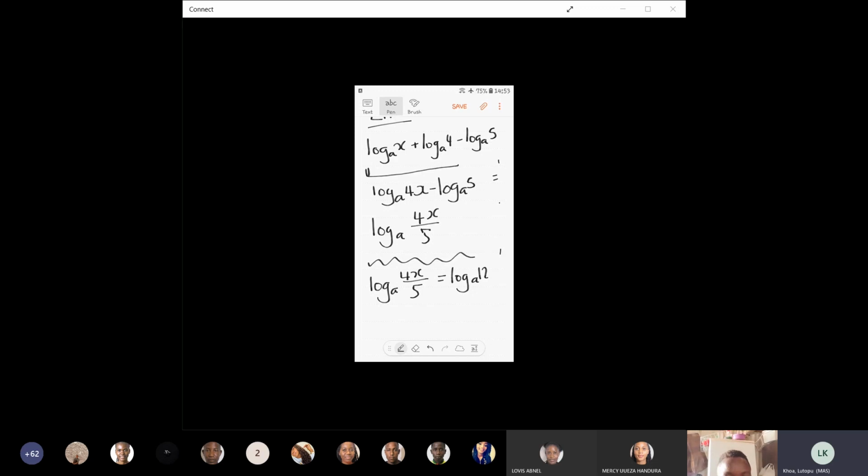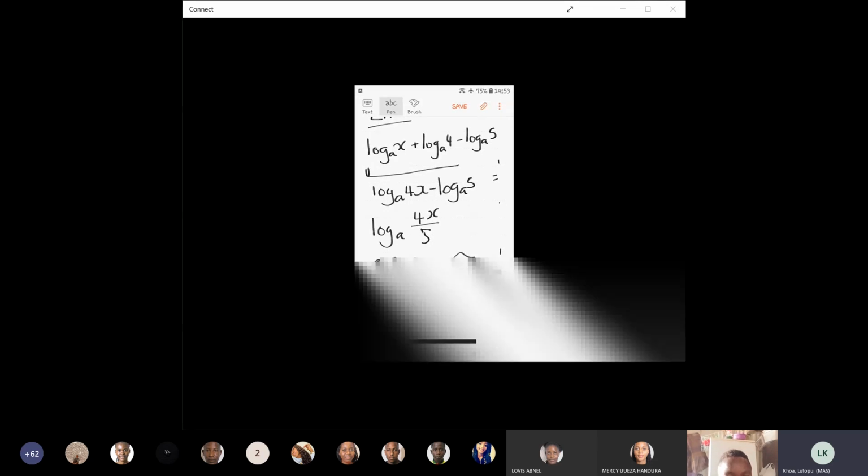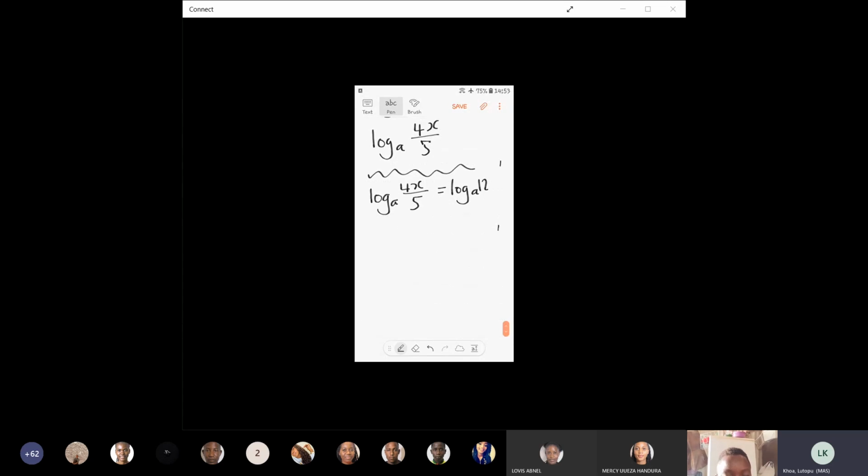Now this we solve by comparison. On the left hand side, I have log base a of this, and on the right hand side I have log base a of 12. I'm taking the same log on both sides. It means that my arguments are equal. Or what I can do is raise both of them to the power of a. I think you've seen the law that says if I have a to the power of log base a of b, this is equal to b.